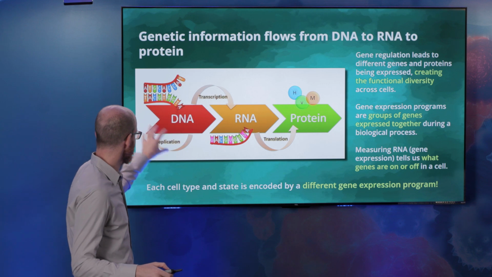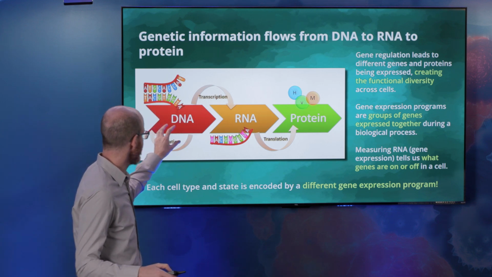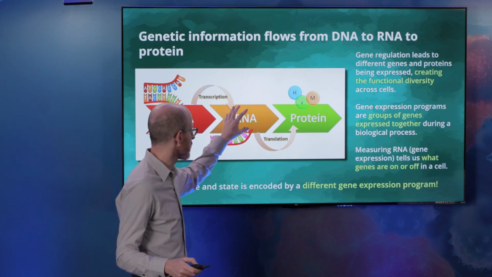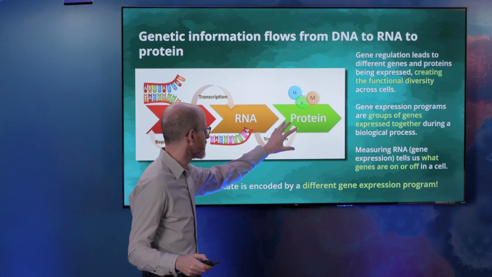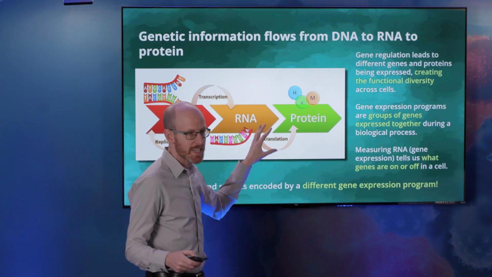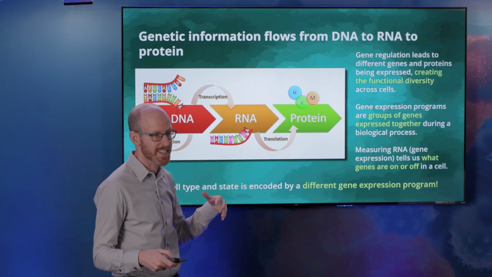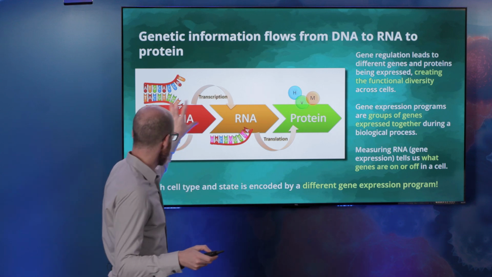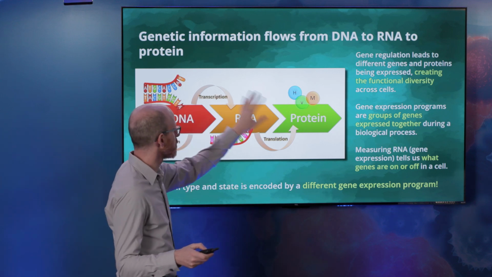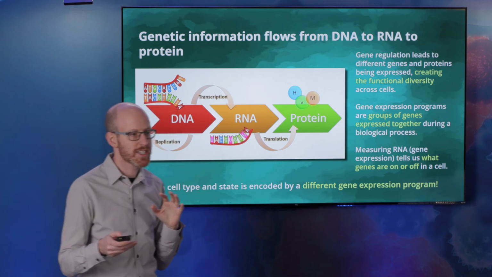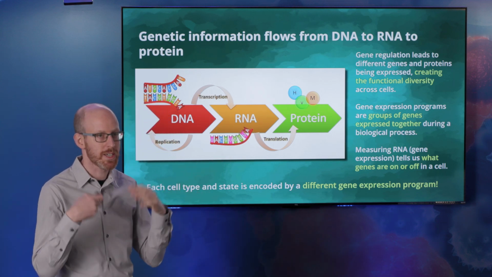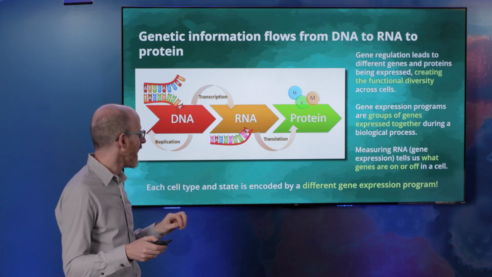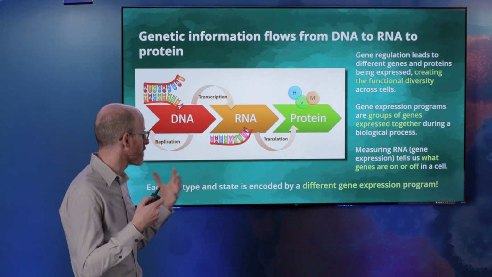So remember, our genes are encoded in DNA, and then this DNA can be copied or transcribed into an RNA molecule, and then that RNA molecule can be translated into a protein. And it's these proteins that are really giving the cells the different functional capacities that they have across these different tissue types. And so which genes are expressed is controlled by gene regulation. And gene regulation is going to lead to different genes and proteins being expressed, creating this functional diversity we see across the cells. And in gene regulation, we have gene expression programs.